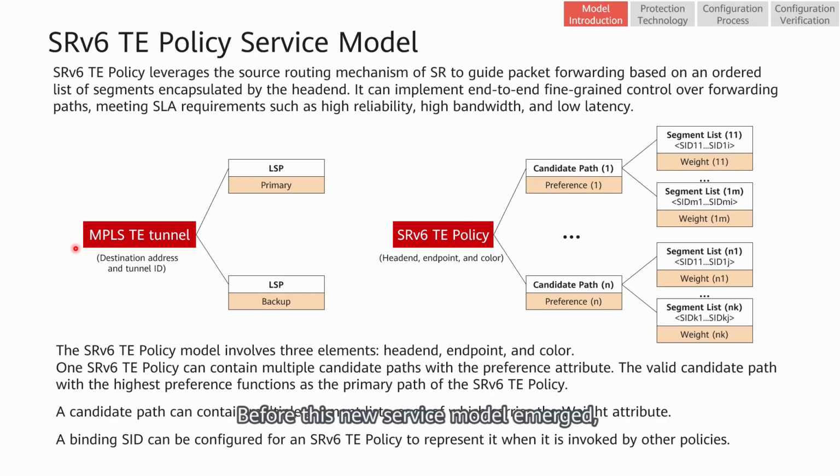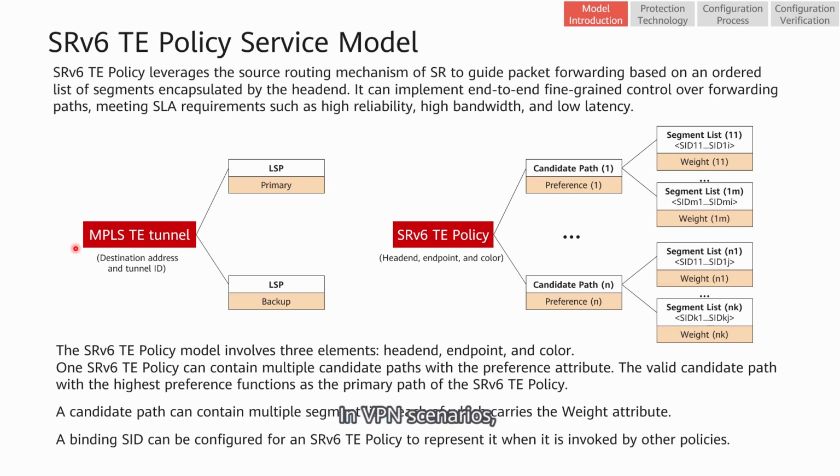Before this new service model emerged, MPLS TE tunnels were commonly used. These tunnels adopt a two-level model that mainly involves two elements: destination address and the tunnel ID. The tunnel ID identifies an MPLS TE tunnel. If the next hop of a route matches the destination address of an MPLS TE tunnel, the route can recur to this tunnel. The route recursion mode, however, is relatively coarse.